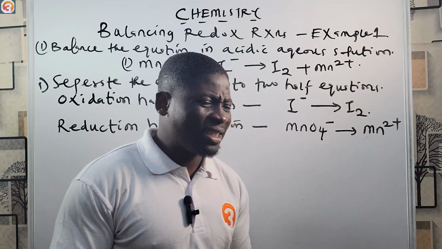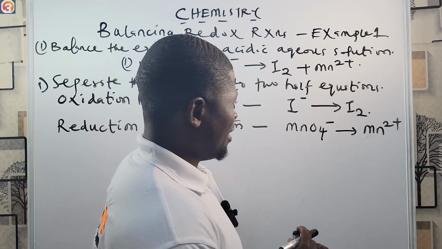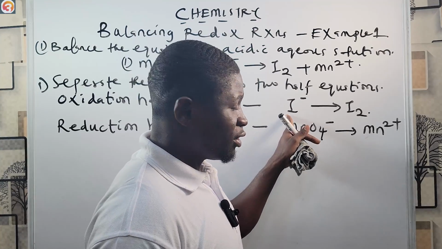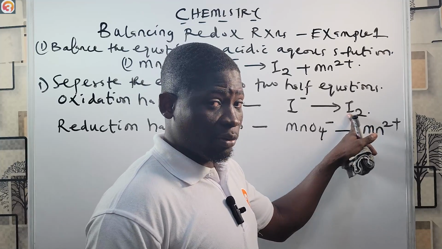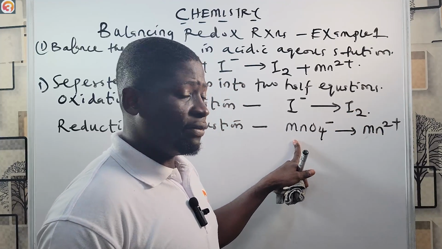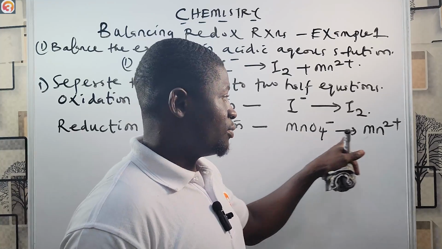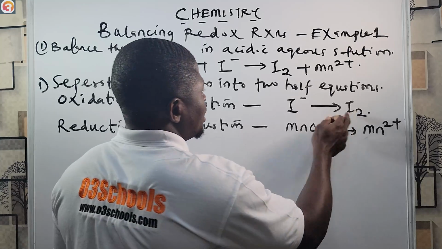So now what do we do? The first step is to balance the atoms. Here there is 1 atom of iodine, and here there are 2 atoms of iodine, so we need to balance these atoms. Now for the reduction half, we have 1 atom of manganese on each side, so manganese is balanced.